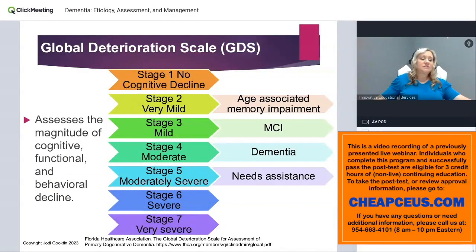deterioration scale. This scale is going to look at individuals at the different stages of cognitive decline with Alzheimer's disease and the other forms of dementia, and it's reflecting how it impacts their ability to function in their life. Again, good help with goal setting. So, a stage one is someone who does not have any specific cognitive decline.